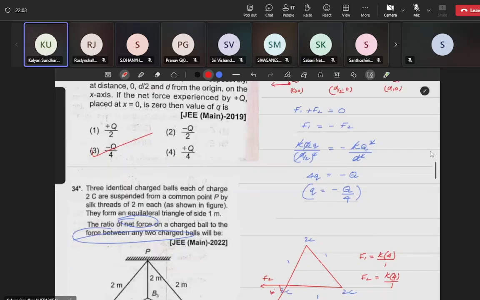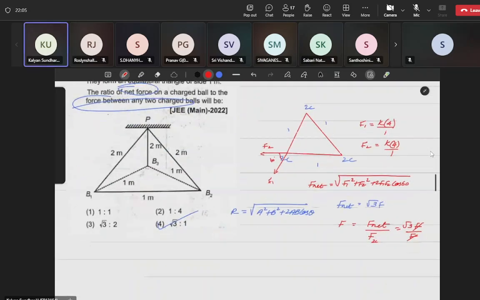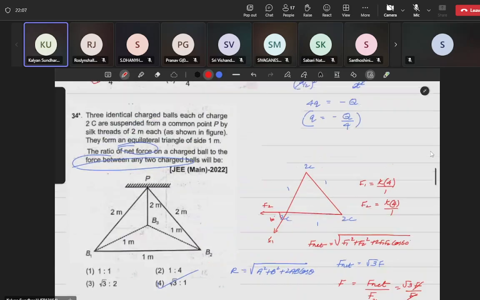So for example, we have seen it here. Summation of all the forces. Here they have given the ratio, I mean they asked about the ratio of the net force on charge one and between any two charged bodies. To find the net force, we take one charge as the observer and find the forces due to the other two on that body. And here the forces make an angle of 60 degrees, since it is an equilateral triangle, and from here we have got the F resultant, right?